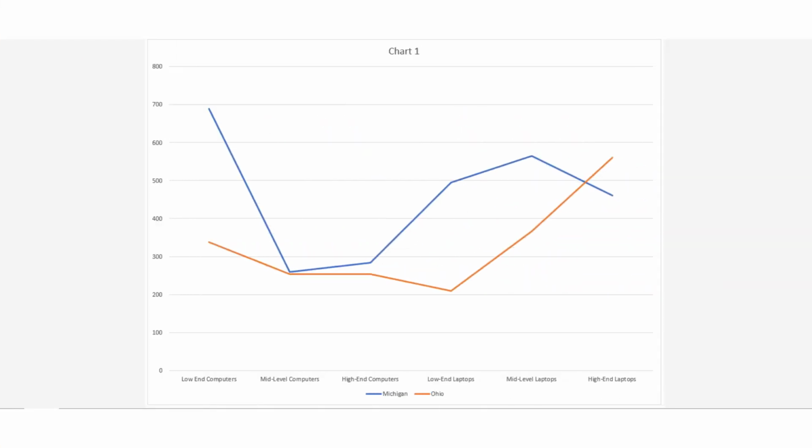The first chart is an example of an inappropriate use of a line chart because the labels for the horizontal axis are categorical information and not a date or a time. The chart doesn't work because it shows a trend going from one computer type to another.